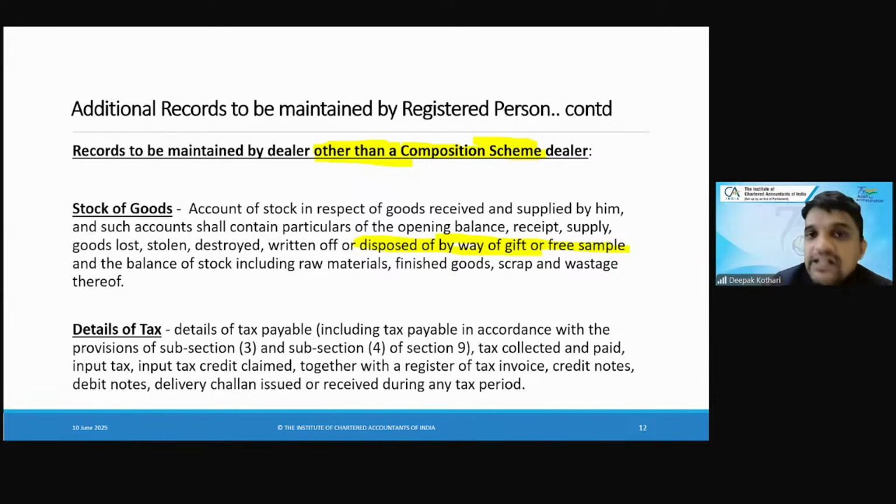But Section 17.5, kindly recollect, my friends, says that on any kind of goods which is issued by way of gift or free sample, or which is lost, stolen or destroyed, their ITC will have to be reversed. So in such cases, ITC will get reversed.